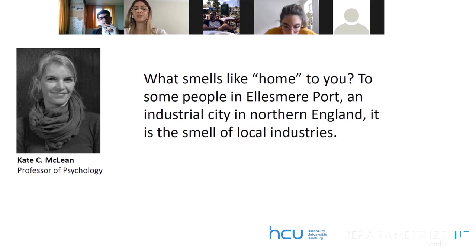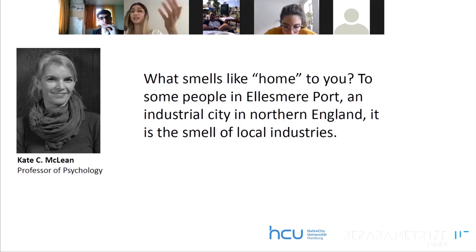She made a really cool project that I think we need to move to architecture. She said, and I'm quoting here, "What smells like home to you?" To some people in Ellesmere Port, I think it's an industrial city in northern England, it smells like local industries. So sometimes home doesn't smell like a cake or whatever. Maybe it smells like tires or steel.